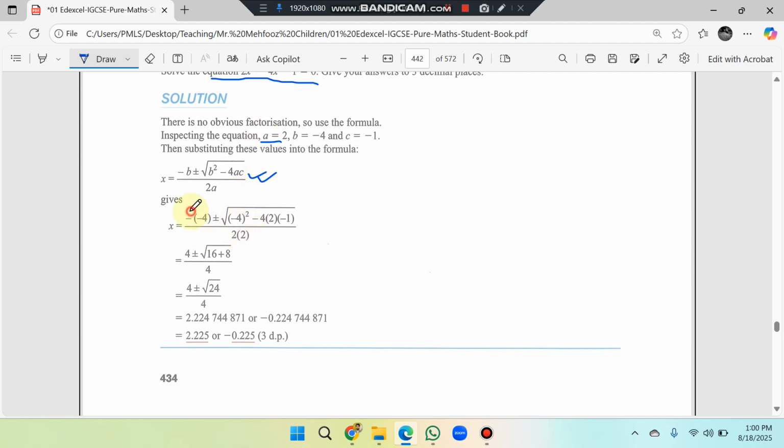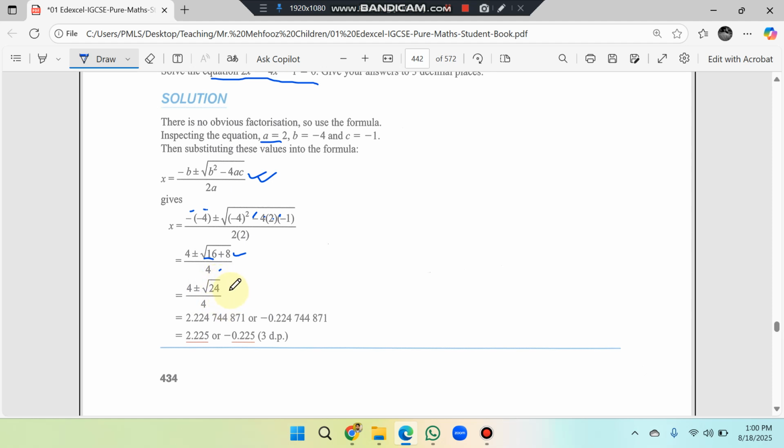Simplify it. Minus times minus 4 becomes positive 4, and ± as it is. (−4)² is equal to 16, and minus times minus becomes positive, and 4 times 2 is 8, 8 times 1 is 8, so plus 8 is given, and 2 times 2 is equal to 4. After that you can see in the square root we have 24, so it becomes (4 ± √24) / 4.